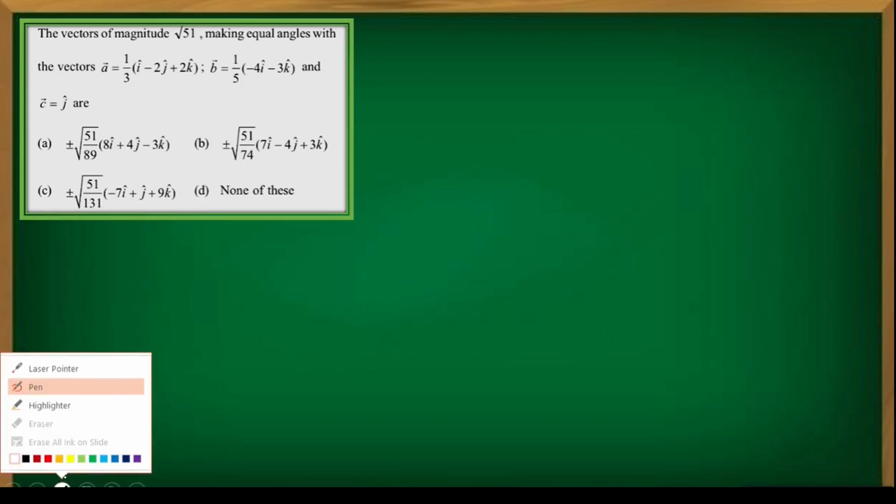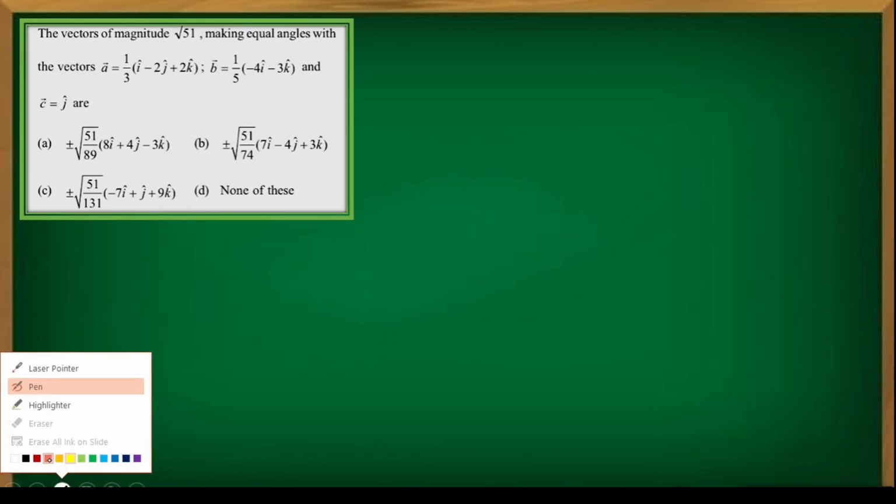Because you can see the numbers 4, 3. 3, 4 or 4, 3. Root of 4 square plus 3 square is 25, which is 5. This length is 5, and 5 by 5 means 1. And you can see here 1 plus 4 plus 4, which is root 9, which is 3, and 3 by 3 is 1. So this is a unit vector. Mod A bar is 1, mod B bar is also 1, and mod C bar is also 1.